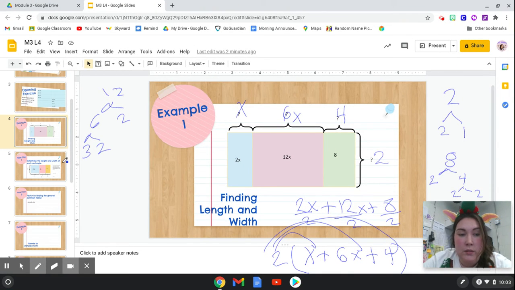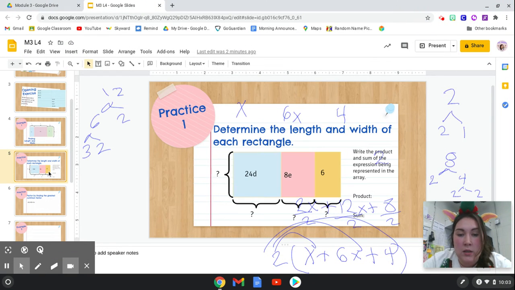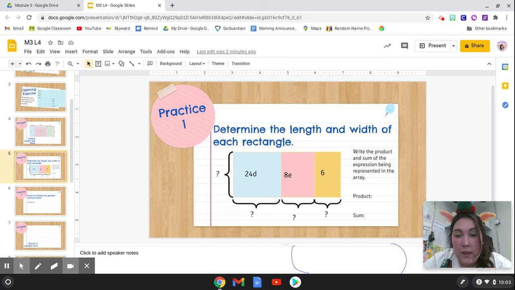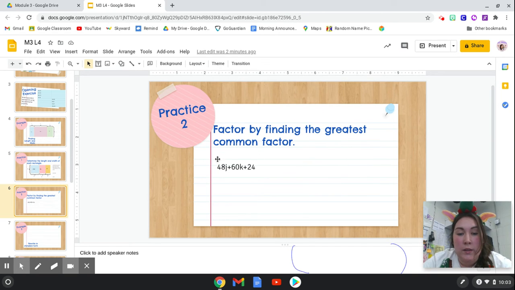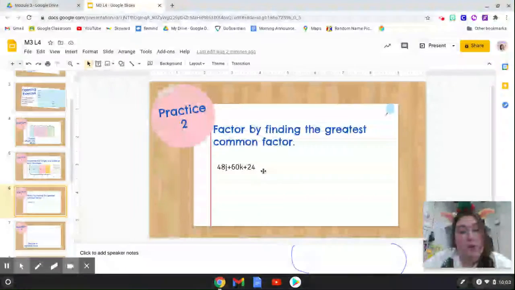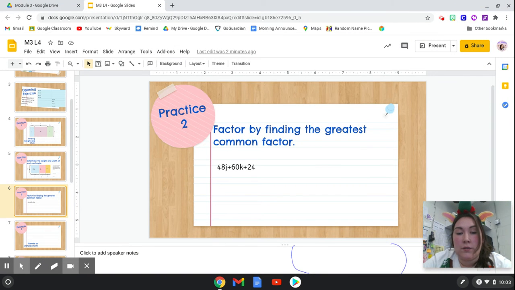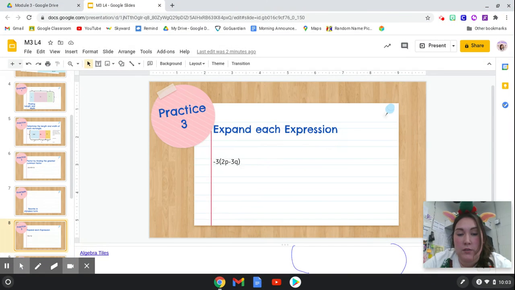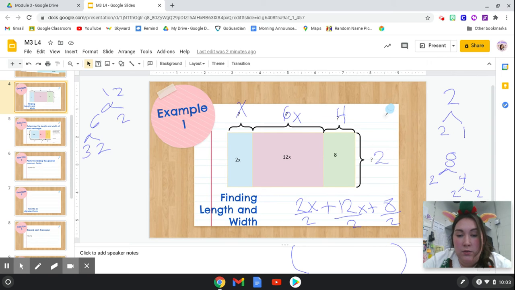So I'm going to have you guys practice one that has the rectangle. And then I'm going to have you practice one that doesn't have the rectangle. If you need to draw it, you can. If not, that's fine. You could just find the factors and factor that out.